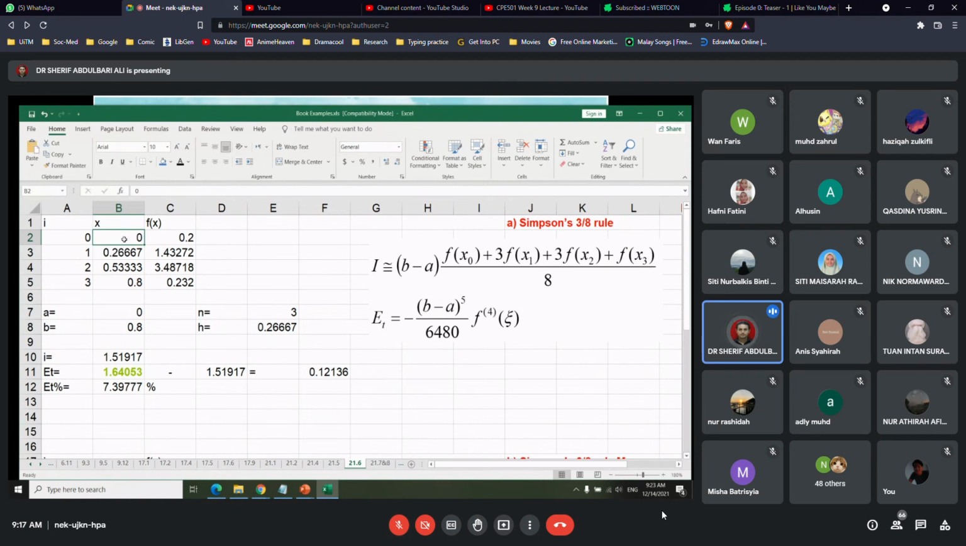So this is x0. x1 will be equal to 0.26, x2 will be equal to 0.53, and the last point is equal to 0.8. Do you know how these things came up? Based on the step size. My first value is 0, plus 0.26, plus 0.26, so it's 0.53, plus 0.26 is going to be 0.8. Is it clear how to get those values? x0, x1, x2, and x3. Clear?